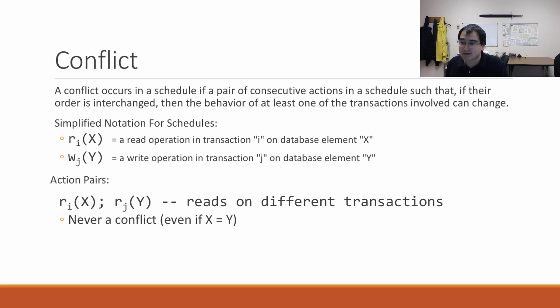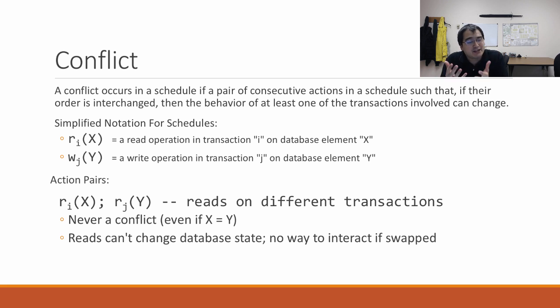If I'm reading from table students in one transaction and I'm reading from table students in another transaction, does it matter which action goes first? No. So that's the sort of thing we're checking for. Are there conflicts between two of the actions in an action pair? Okay, so two reads, never a problem. Reads can't change the database state, so there's no way for these two different actions to ever interact with each other. There's no way for one action to affect the result of another.